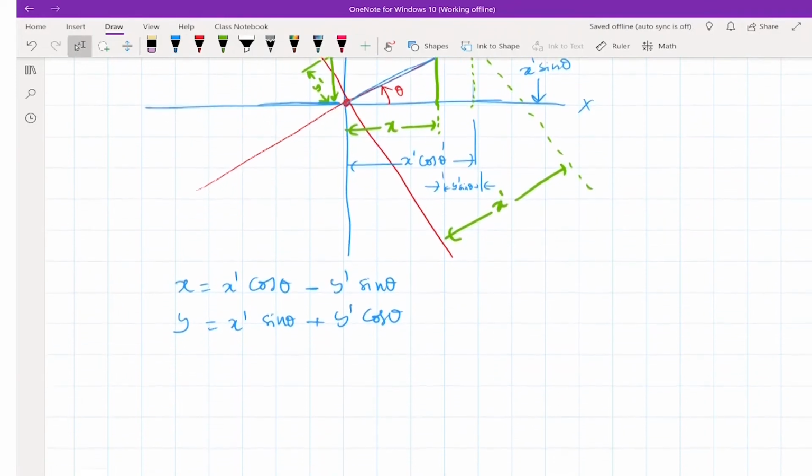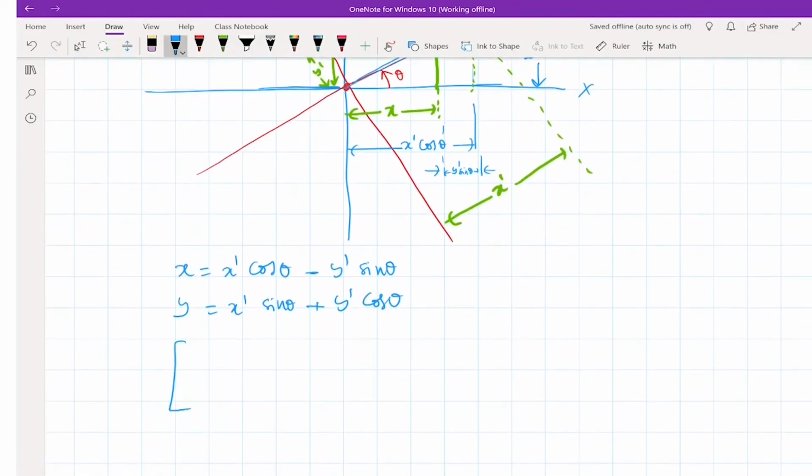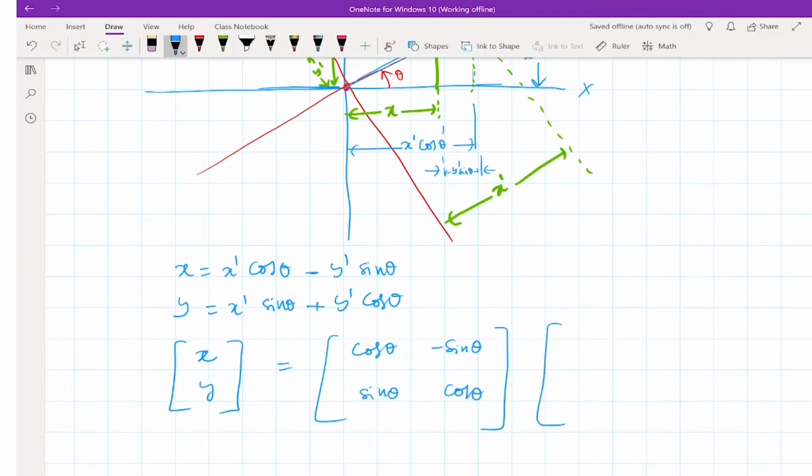If you want, we could write it in matrix form. If you have rotated by an angle theta anti-clockwise, then x comma y is equivalent to the matrix with rows cos theta, minus sine theta, and sine theta, cos theta, times x prime, y prime, isn't it?